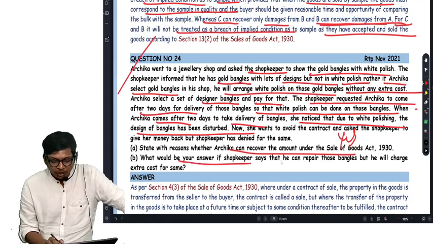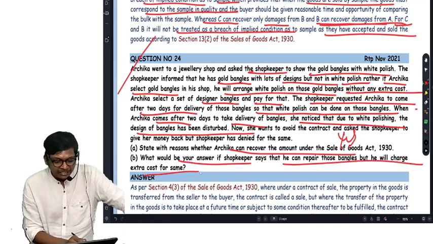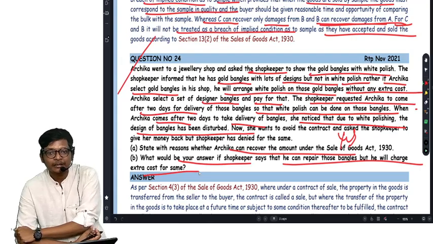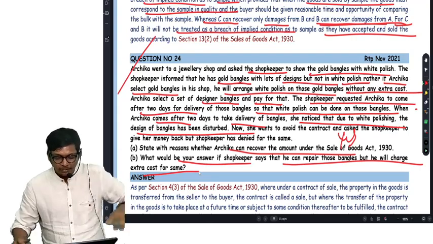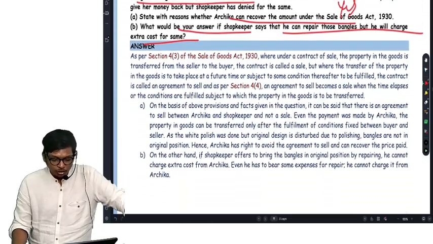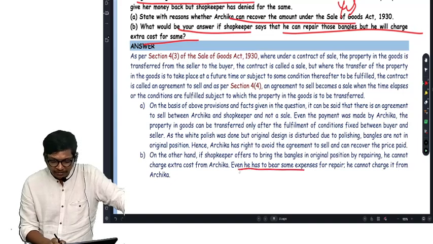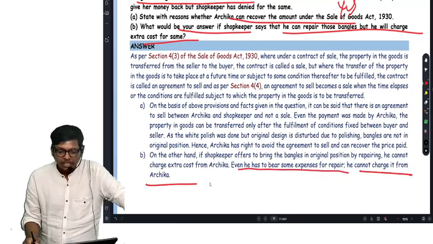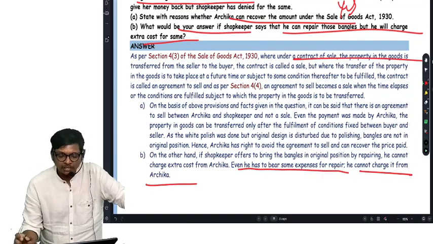What would be your answer if the shopkeeper says he can repair those bangles, but he will charge extra cost? Can he repair? He can repair. Yes, but can he charge extra cost? No, he cannot. Even though he has to bear some expense for repair, he cannot charge it from Archika on the same agreement to sell. Are you following, guys?